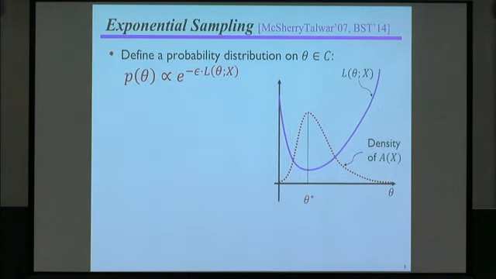So another method that is tricky to implement, and I'll explain why in a minute, but does reasonably well, is to use this exponential sampling idea that we talked about yesterday. Okay. So this is the idea of McSherry and Talwar I mentioned before, and the application in this context came from a paper of mine.